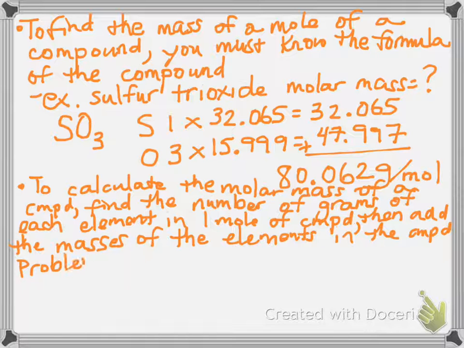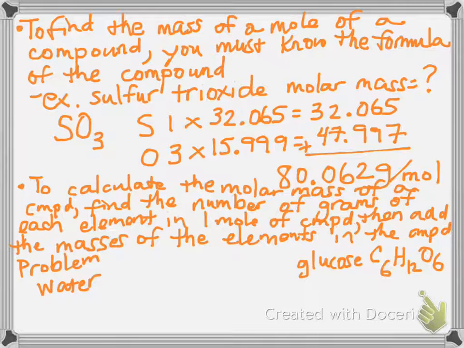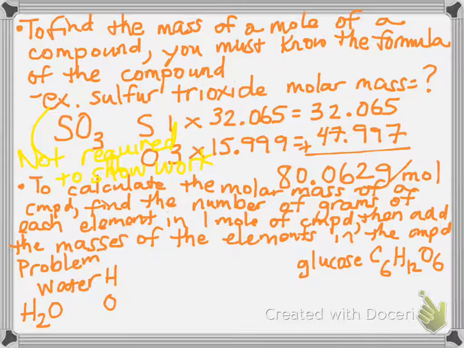So a problem for you to try really quickly. Figure out the molar mass of water and of glucose. In case you don't know the formula for glucose, it's C6H12O6. And again, for molar mass, you are not required to show work. You can just use your calculator. So water's formula is H2O. So again, I'm going to show work so that people who don't understand and who are struggling can see how to do this, but you don't have to.